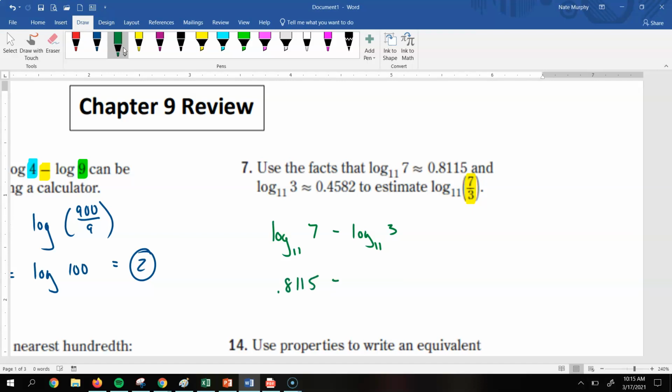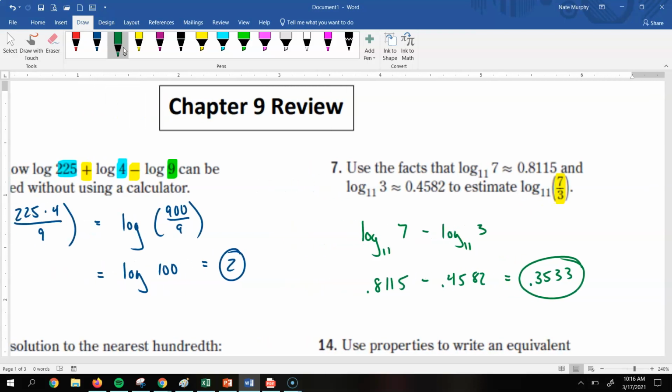Well, we know log base 11 of 7 is 0.8115. And we know log base 11 of 3 is 0.4582. And now when I subtract those, you get your answer of 0.3533. Again, this is the kind of work that I would need to see shown on the test. If I just see an answer, I need to see how you got your answer very specifically. So make sure that you're used to and accustomed to showing your work.